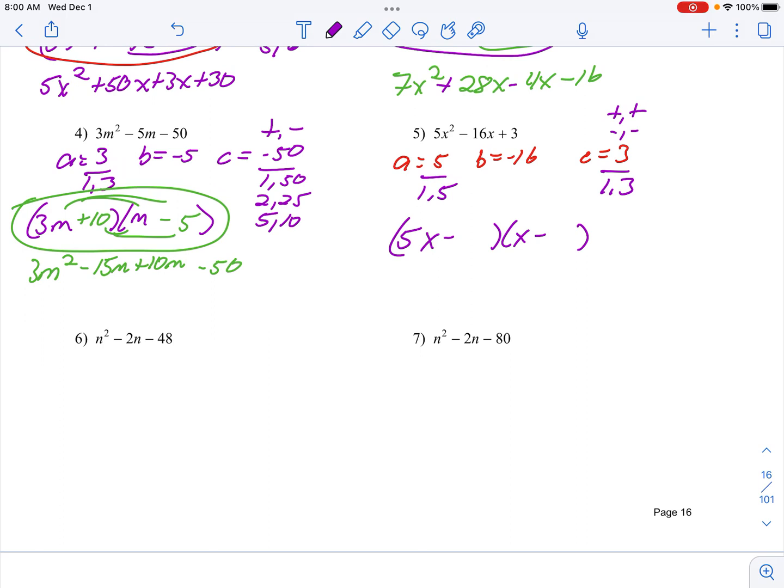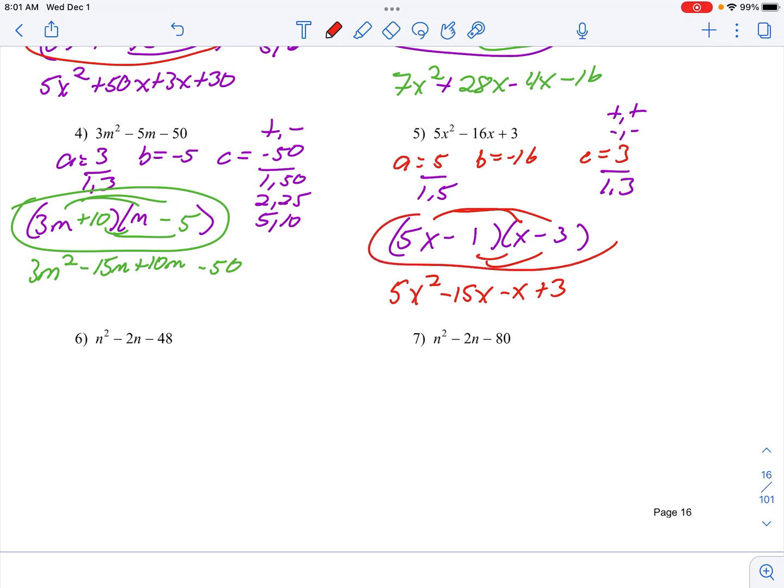All right, make that guess. I'm going to put the 1 here and the 3 there, and I'm going to check my guess now. So I go through and distribute. 5x squared is there, minus 15x, minus 1x, plus 3. Negative 15x minus 1x is negative 16. My first guess was good to go, and I'm good.